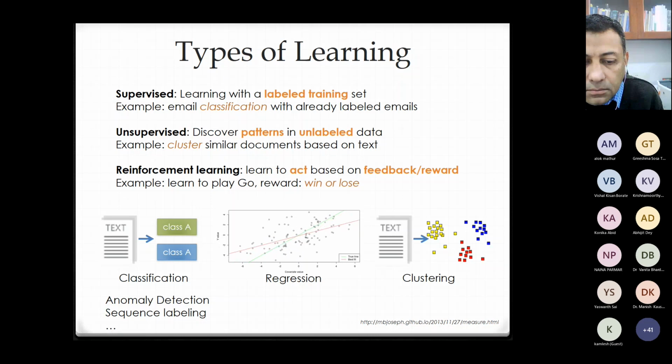Reinforcement learning basically came because of the drawbacks of supervised and unsupervised learning. Reinforcement learning is based on a feedback and reward system. We learn and act based on the feedback and reward, and if the feedback gets good outcomes, we give a reward. For example, in gaming, they play Go, with reward, win and loss covering these things. So we are using reinforcement learning.